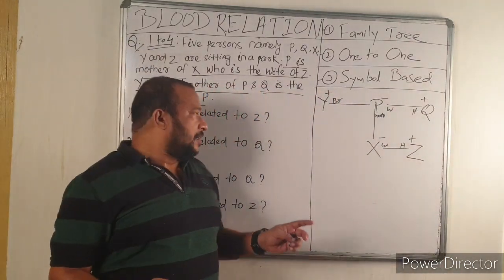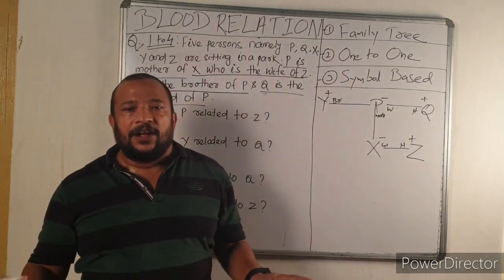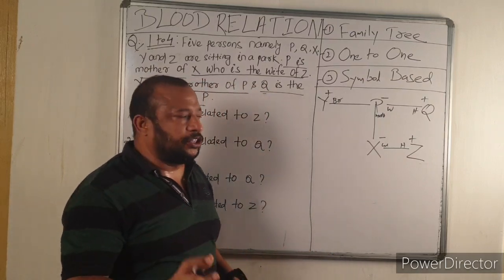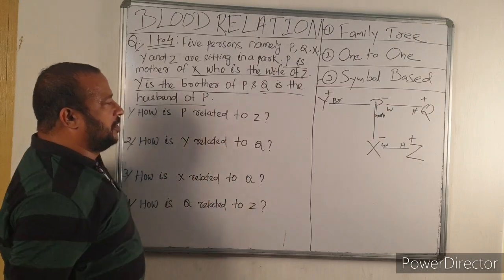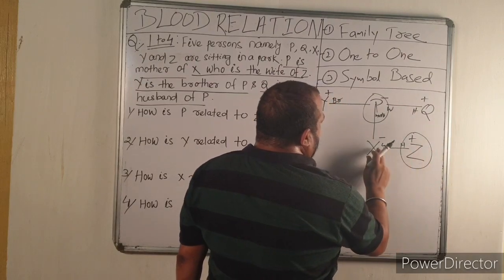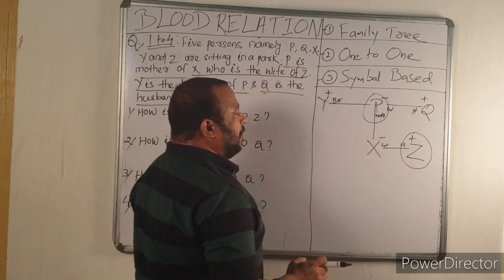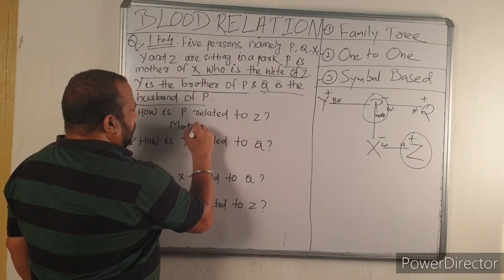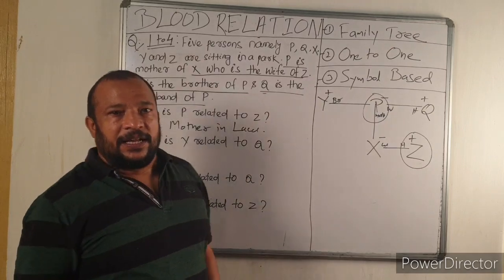Now all the instructions are over. The family tree is complete. With the help of the family tree, we can answer each and every question. Now question number 1. How is P related to Z? P and Z. P is the wife's mother. Wife's mother means mother-in-law.